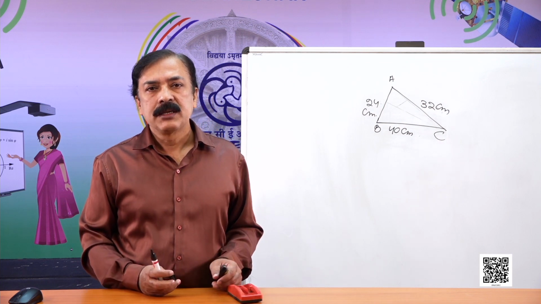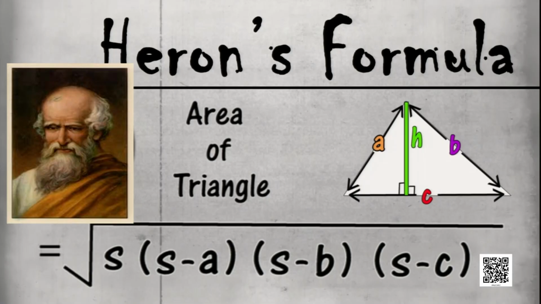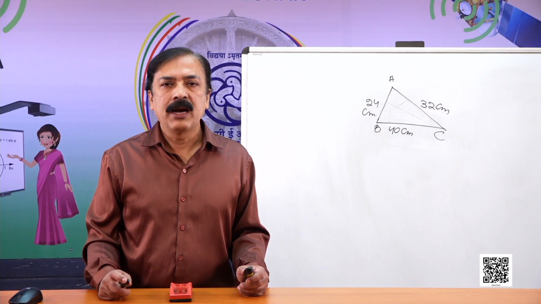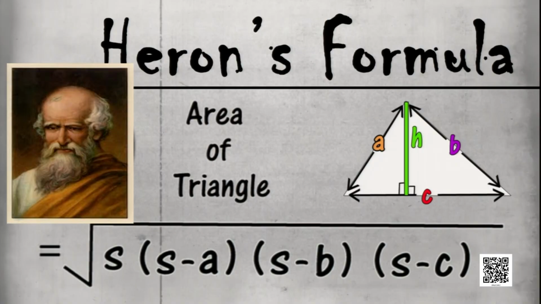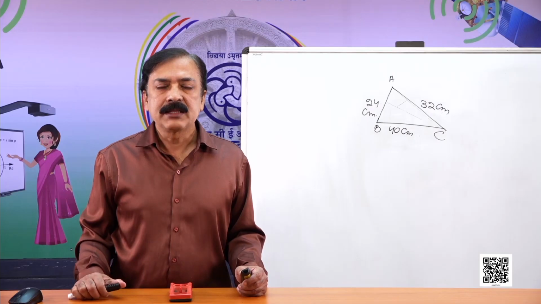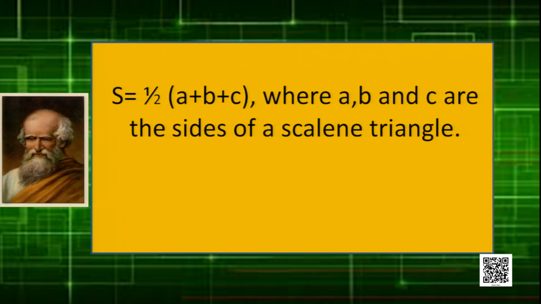This is done by the famous Heron's formula, which was discovered by the great Greek mathematician from Alexandria, Heron, who made immense effort and contribution to mathematics, and his formula says square root of s into s minus a into s minus b into s minus c. These a, b, c are the sides of a triangle. Then what is s? s is half of a plus b plus c.